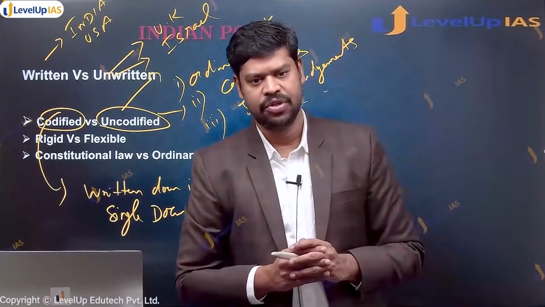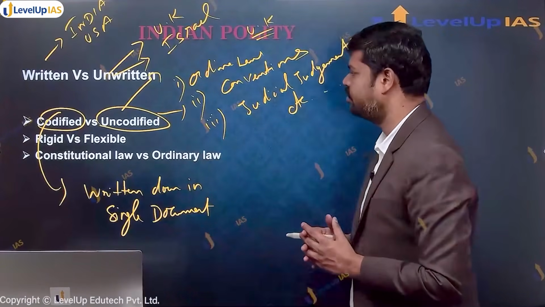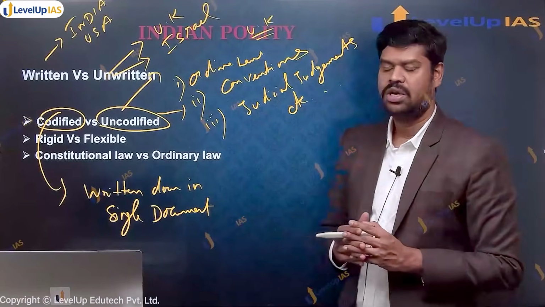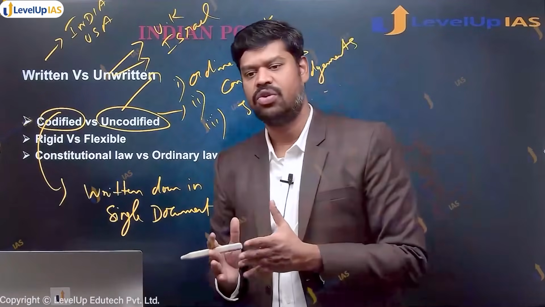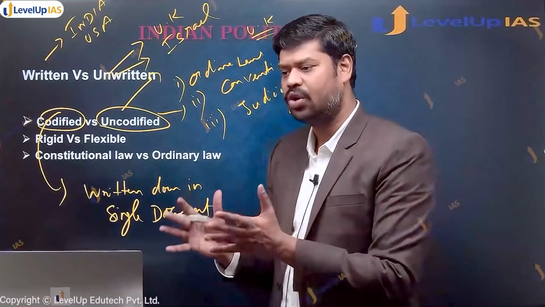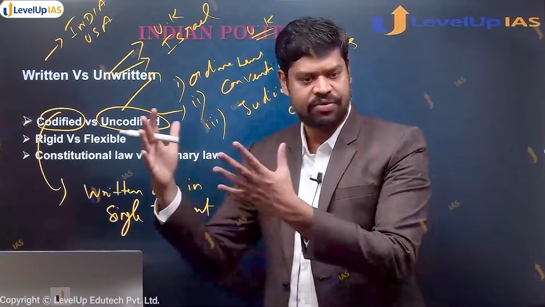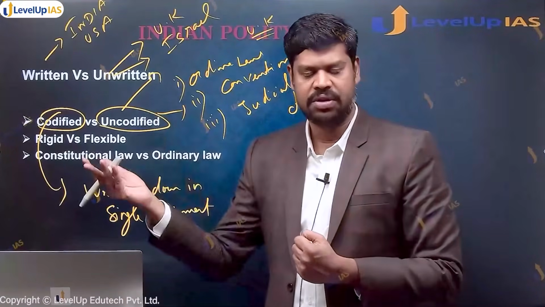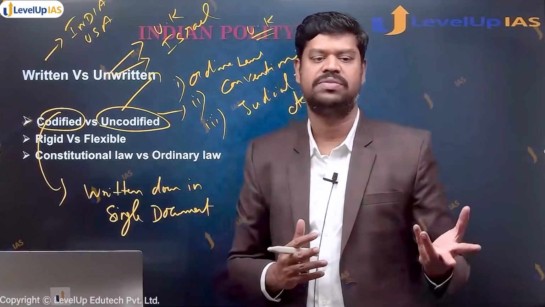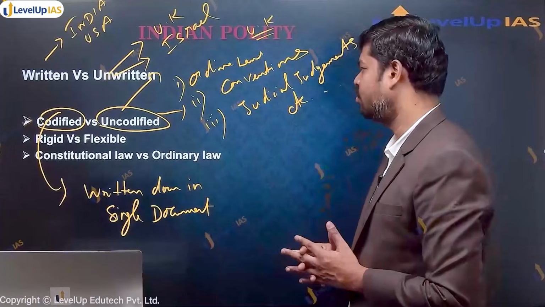Is that clear? So India is an example of a written constitution, whereas UK is an example of an unwritten constitution. Written constitutions are usually codified into one single document, whereas unwritten constitutions are not codified into one single document. And the source of their constitution itself can be from multiple sources. It can be ordinary laws, conventional practices, judicial judgments and precedents. All those things collectively make up the constitution of that particular country.